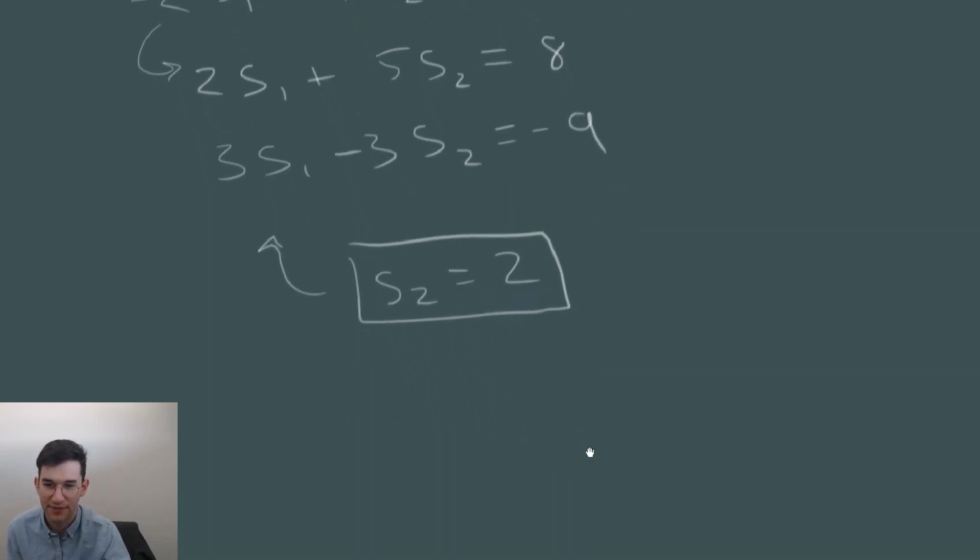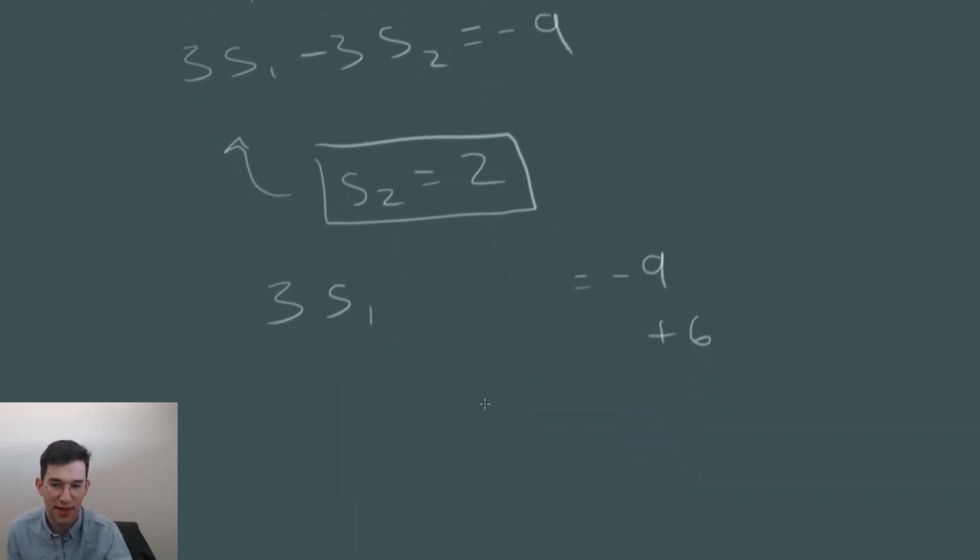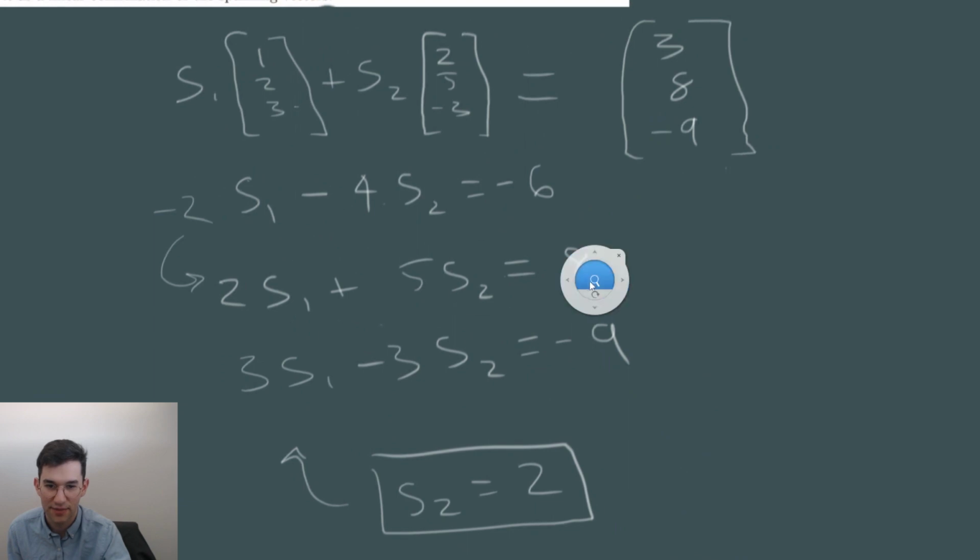Let's just do the bottom one. So 3S1 minus 3 times 2 equals -9. This is -6. To get rid of -6, we just add 6 to both sides. That's going to cancel that out, and so we get 3S1 equals -3. Divide both sides by 3 to get rid of the 3 on this side. We get -3 over 3, or -1. Okay, and that's how I found out what S1 and S2 are.